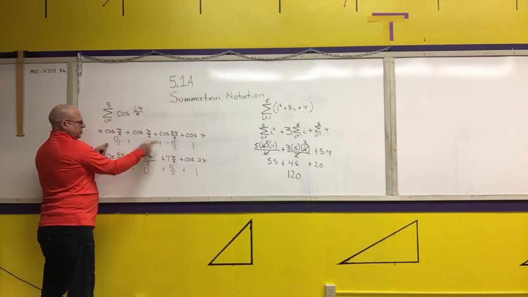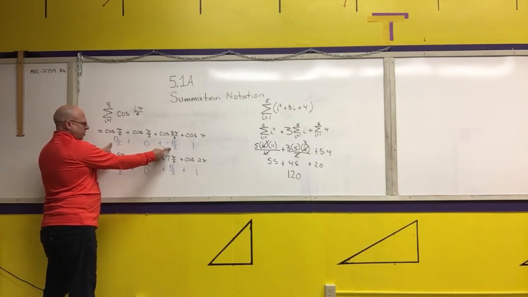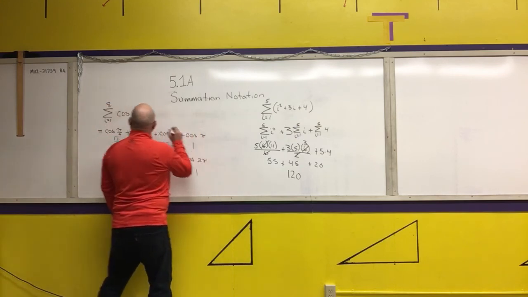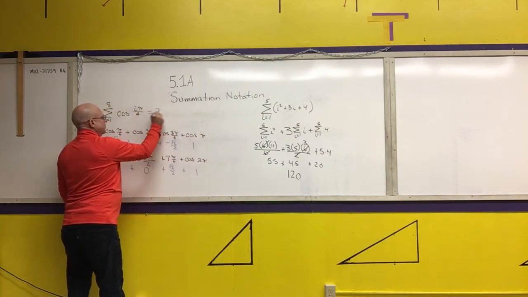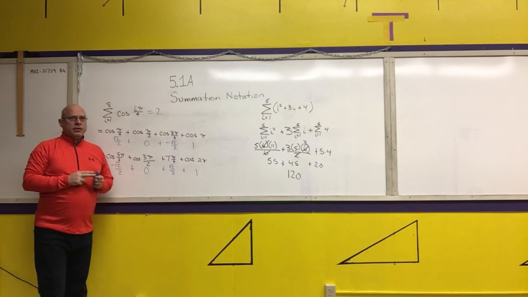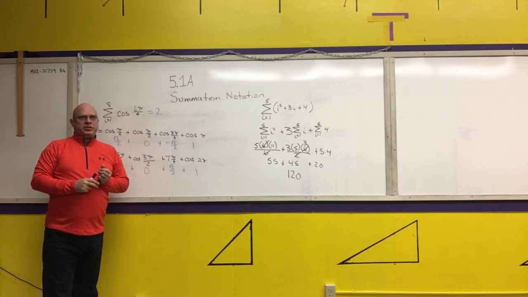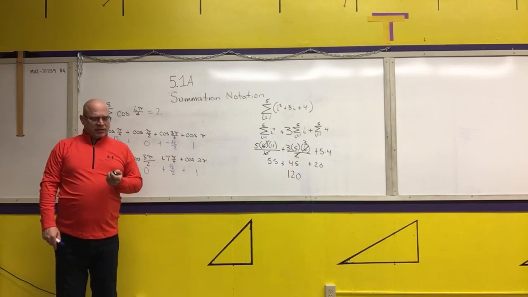The square root of 2 over 2 and the negative square root of 2 over 2's cancel here and here. And I'm left with negative 1 plus 1, which is 0. So between the two examples that I did, you should have enough information to do the first homework assignment of the semester.